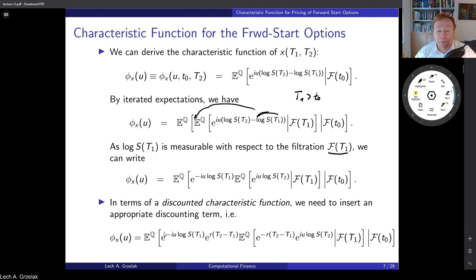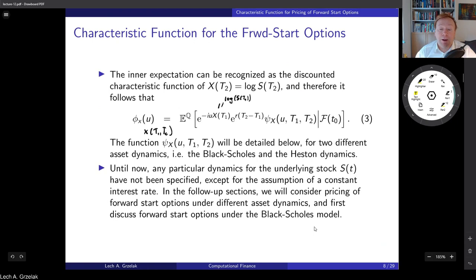It's maybe a little bit confusing, but this comes from the fact that we have two expectations. The first expectation is just the discounted characteristic function, and the outer expectation corresponds to the forward starting characteristic function. Okay, so this formulation is rather generic. This means that whether we find a characteristic function for psi, be it a Black-Scholes model or a Heston model, we can simply substitute for the function psi, and then we have our forward starting characteristic function for any model we want.